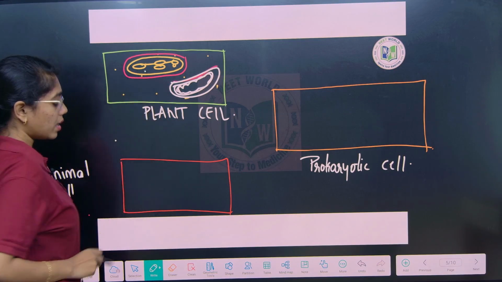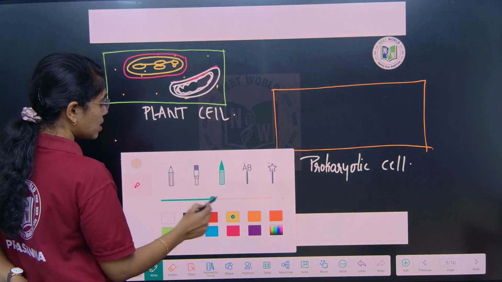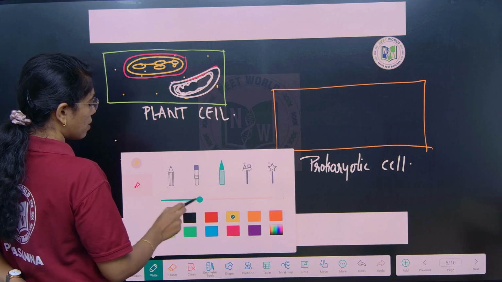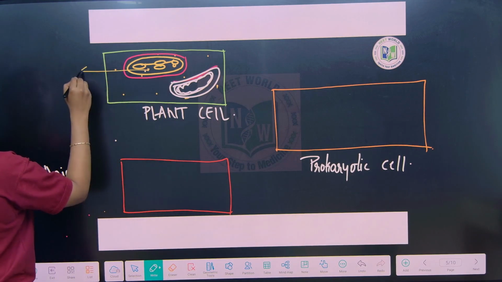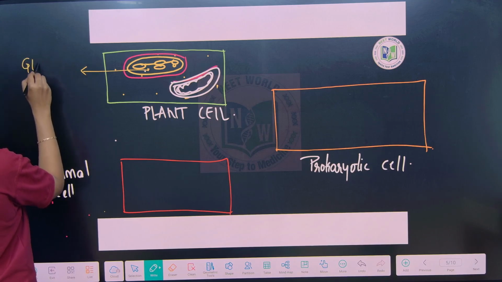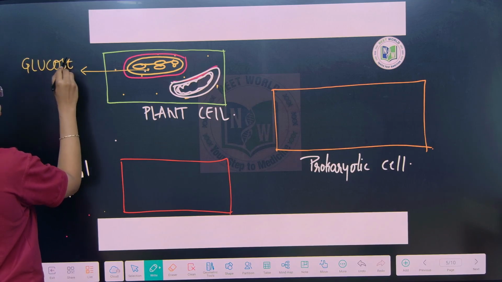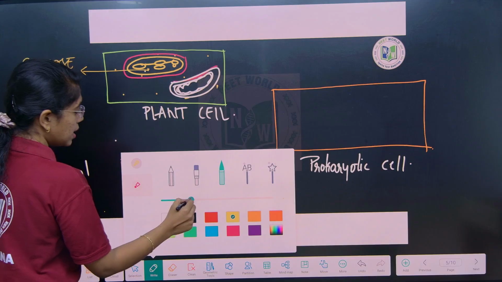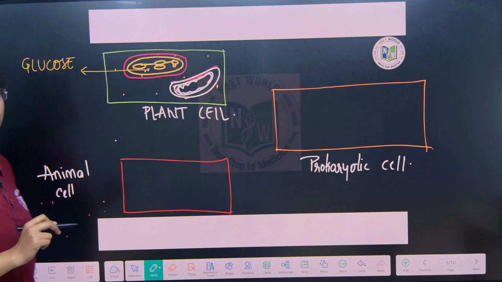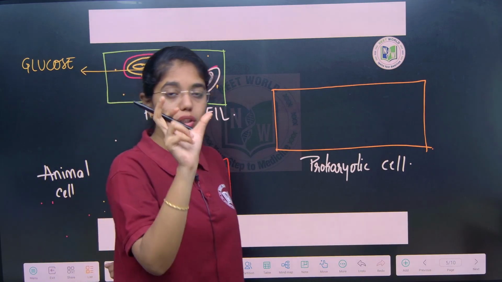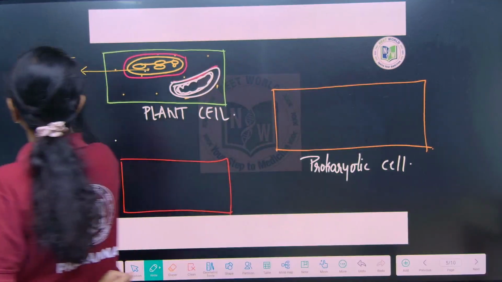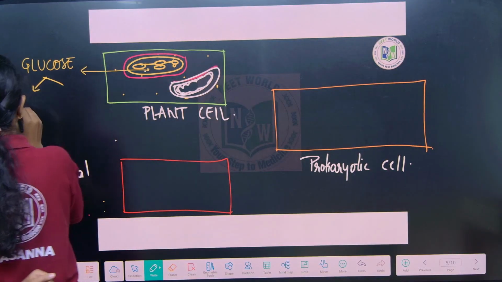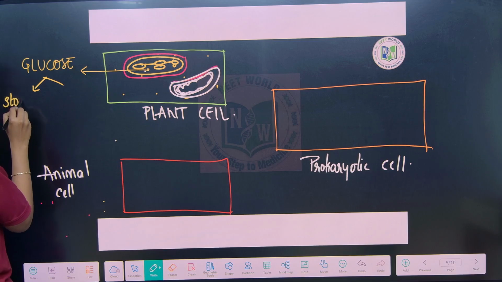In chloroplast, what happens? Inside chloroplast, the end product of photosynthesis we have seen yesterday, glucose, is formed. This glucose, if it has to be stored inside the chloroplast, will be stored in the form of starch.